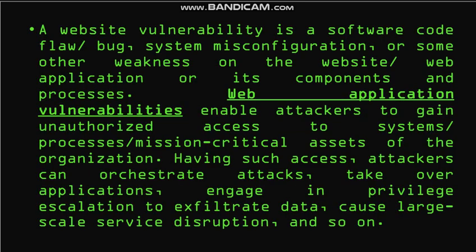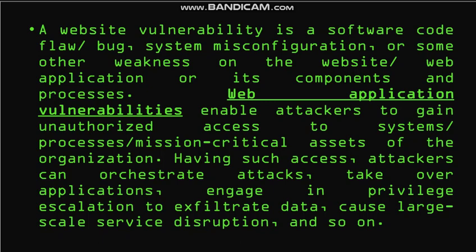A website vulnerability is a software code flaw, bug, system misconfiguration, or some other weakness in the website, web application, or its components and processes. Web application vulnerabilities enable attackers to gain unauthorized access to system processes and mission-critical assets of the organization.